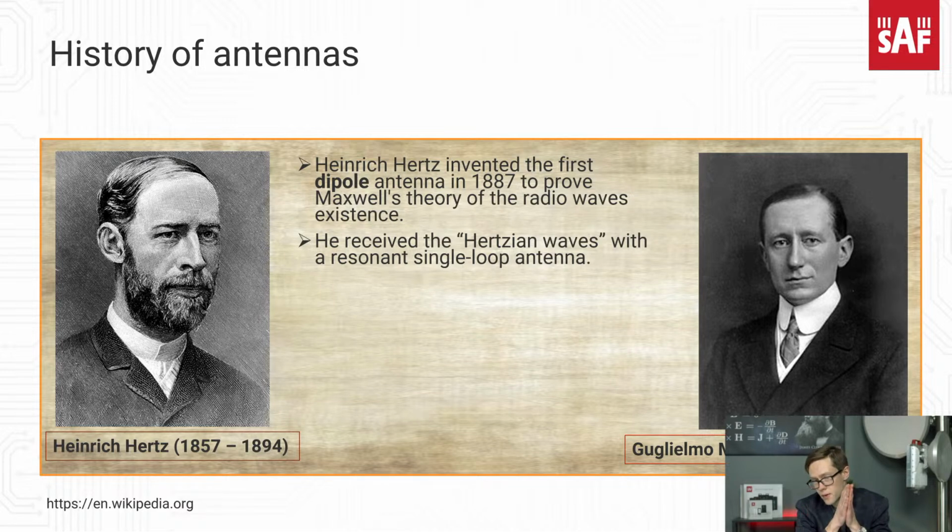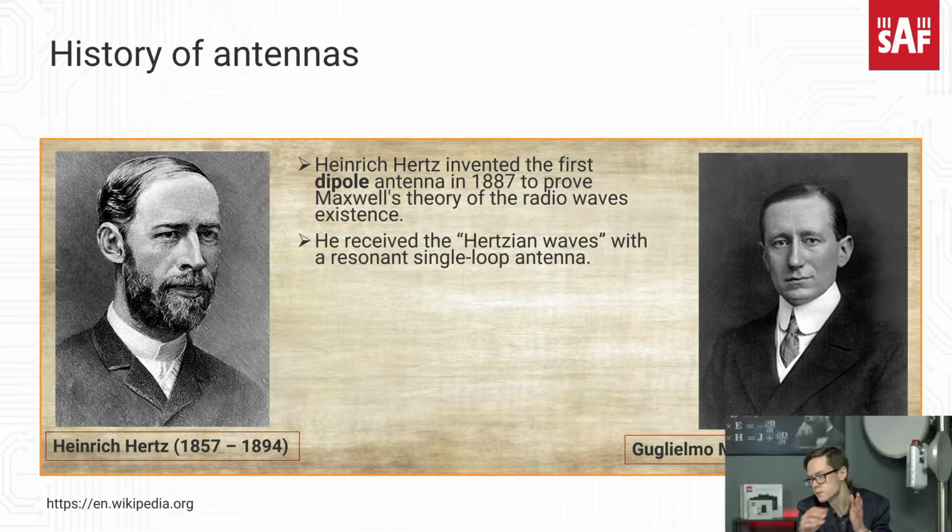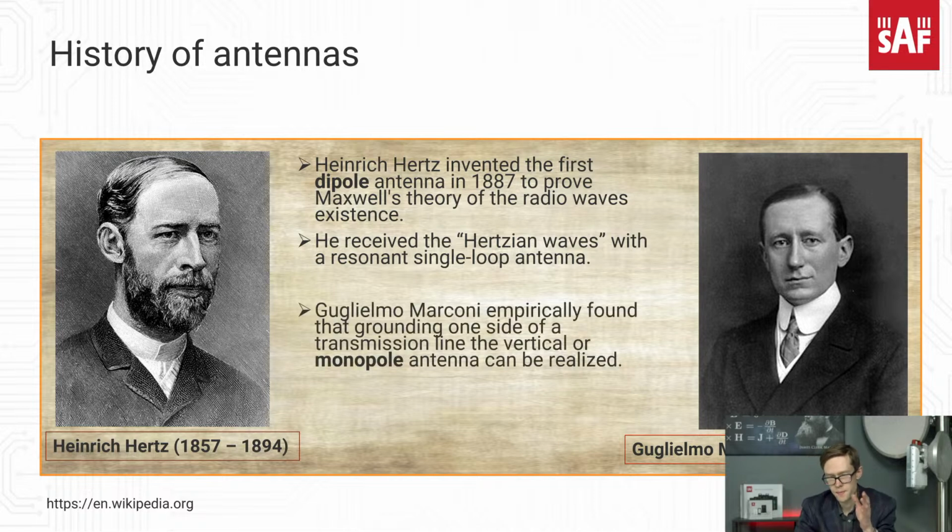But he is known as the father of the radio, the first inventor of the radio itself. And he used a second type of antenna for this, for his transmitting and receiving circuits. So, how was this possible?